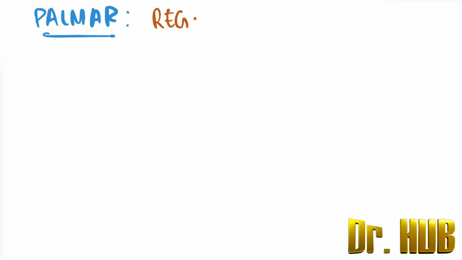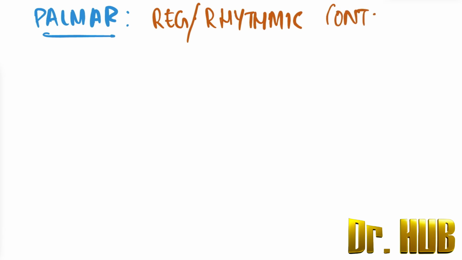So first we'll look at the Palmar sign. The Palmar sign means that there are regular and rhythmic contractions of the uterus. So the regular rhythmic contraction of the uterus happens at 4 to 8 weeks.